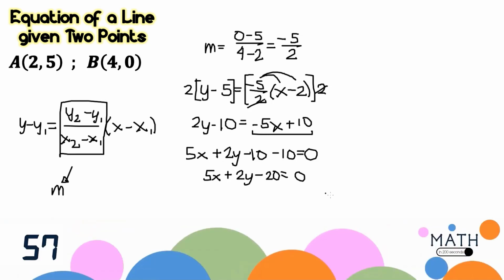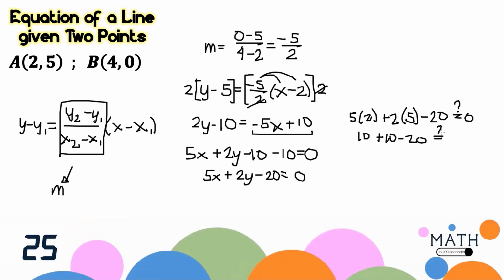Now, if you're not sure about this, you can always verify whether our form is correct or not by substituting any of the 2 points there. Let's start with A as we substitute x being 2. So you have 5 times 2 plus 2 times 5, which is the y value of that point A, minus 20. We have here 0, question mark, because we are verifying. We have here 10 plus 10 minus 20, still verification here, 0.